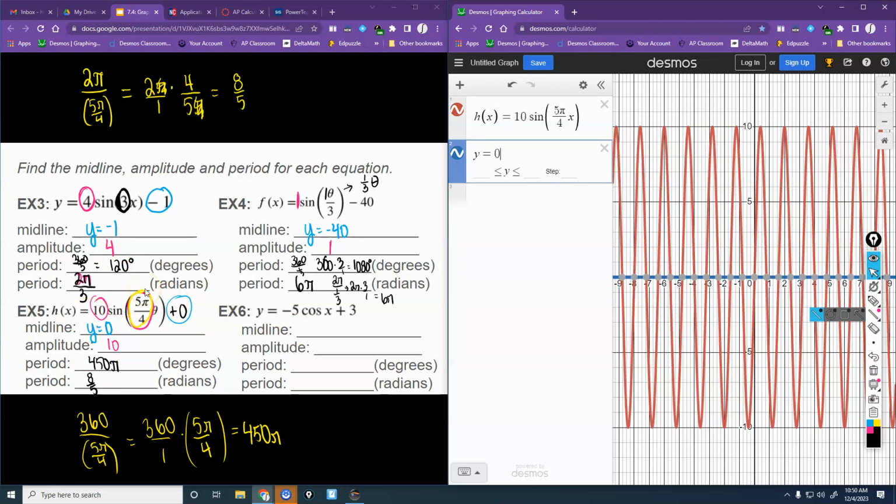Okay. All right, let's do number 6. Wade, what's the midline of number 6 going to be?